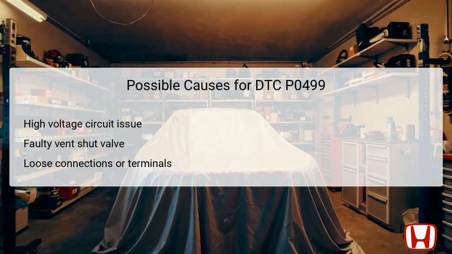Several factors can lead to the P0499 code. A primary cause is high voltage in the circuit, which may indicate that there is an issue within the electrical system responsible for powering the EVAP canister vent shut valve. Another potential culprit is a faulty vent shut valve itself, which may not operate correctly due to wear or internal failure. Additionally, poor connections or loose terminals at the valve or ECM can lead to intermittent power transmission problems.